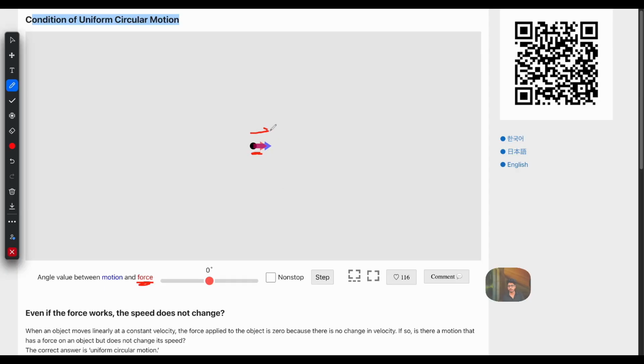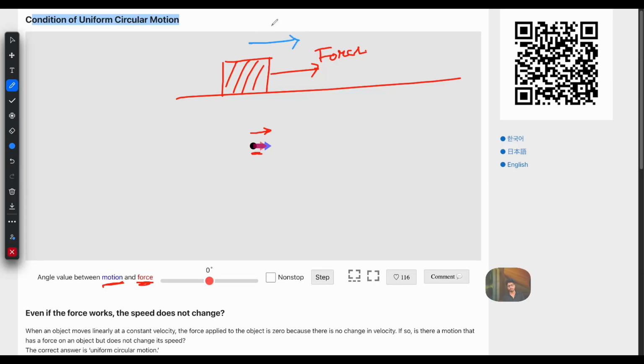So the force is applied in this direction, and the blue arrow is the motion. The object is already moving. Just think of a car already moving in this direction, and you are applying the force also in this direction. In which direction will the car, or the block, move? It is going to go straight forward.